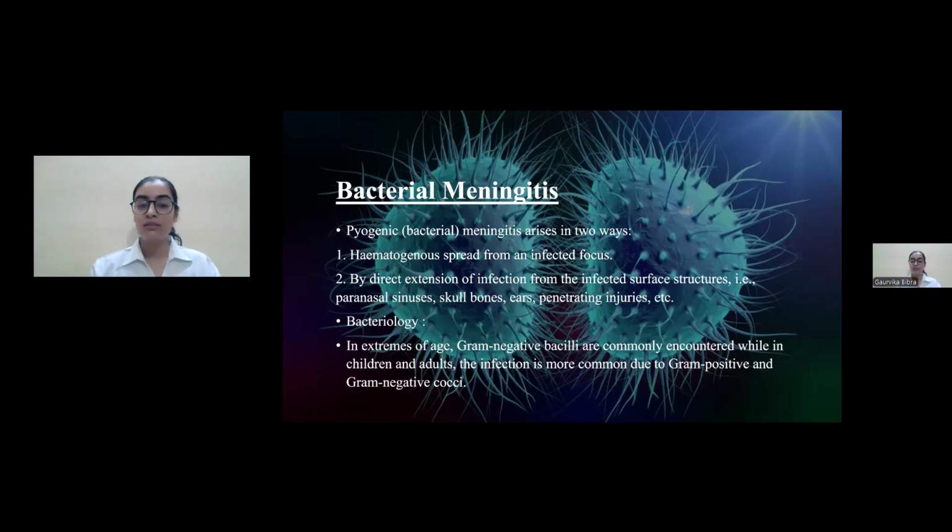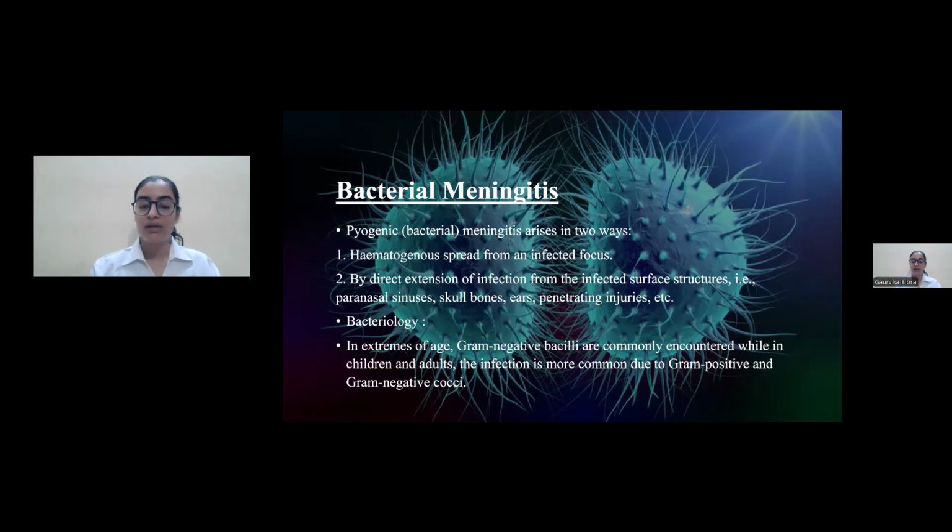Talking about bacterial meningitis, it is also known as pyogenic meningitis and arises in two ways. The first is hematogenous spread from an infected focus, and the second one is by direct extension of infection from the infected surface structures, which are the paranasal sinuses, the skull bones, ears, or any penetrating injury.